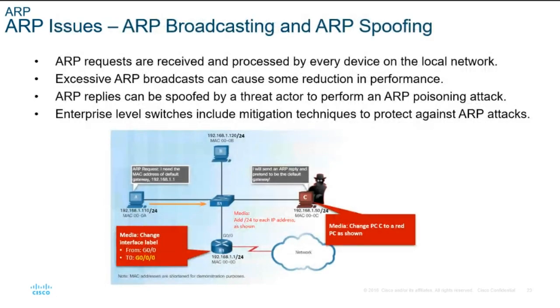And then on the ARP issues, ARP requests are received and processed by every device on the local network. Excessive ARP broadcasts can cause some reduction in performance, and ARP replies can be spoofed by a threat actor to perform an ARP poisoning attack. Enterprise level switches include mitigation techniques to protect against ARP attacks.